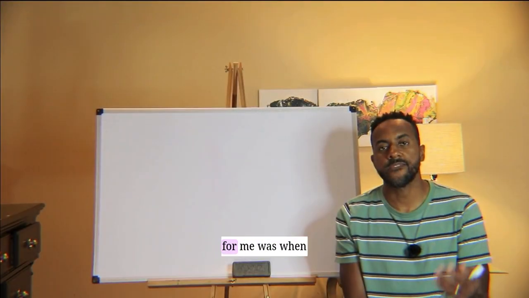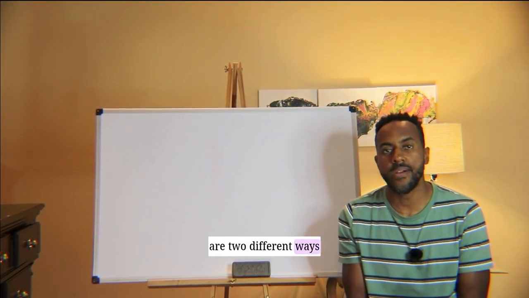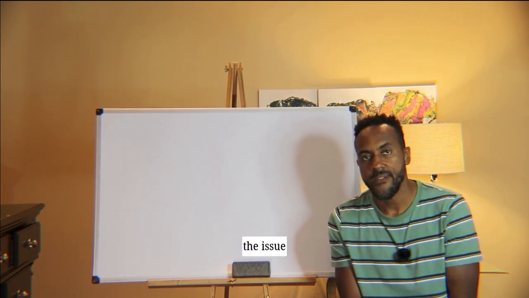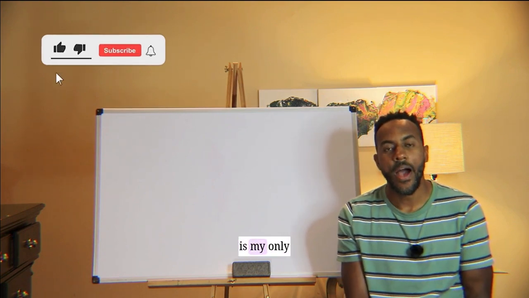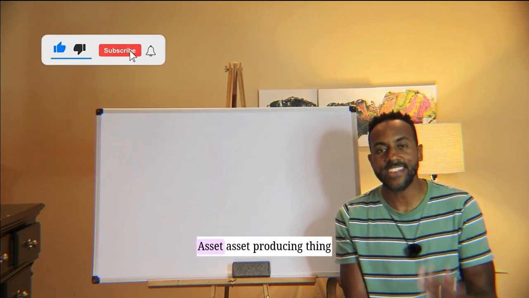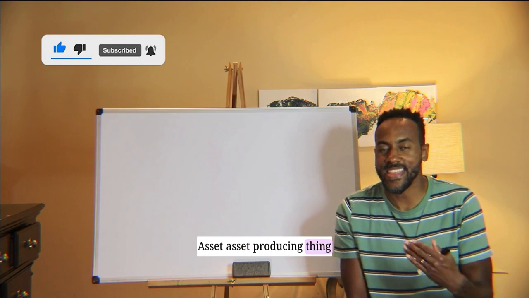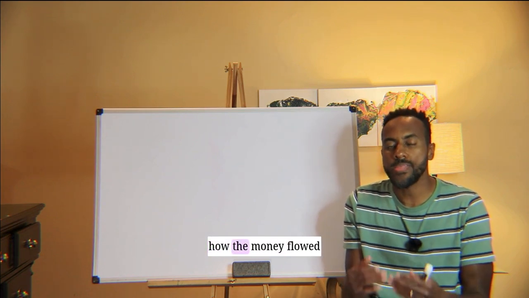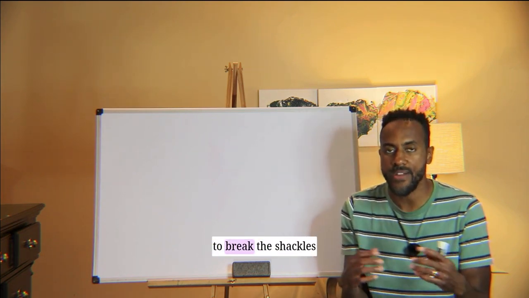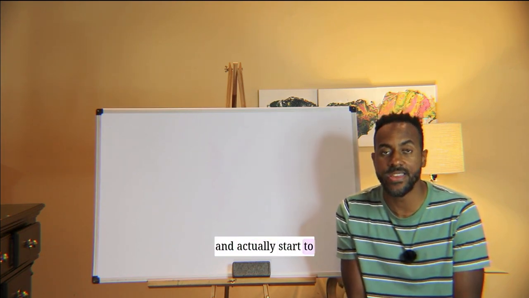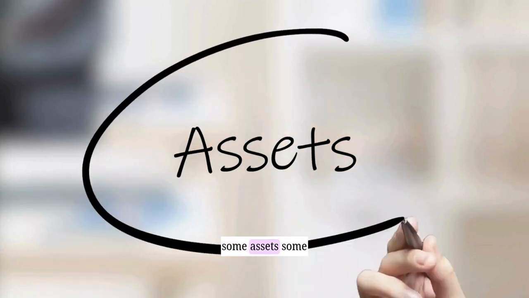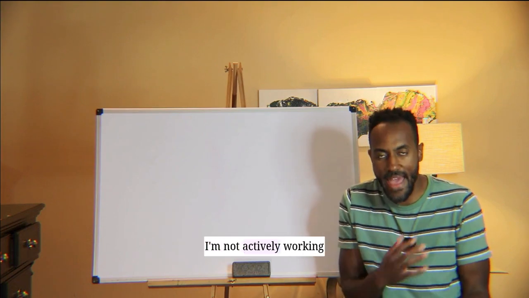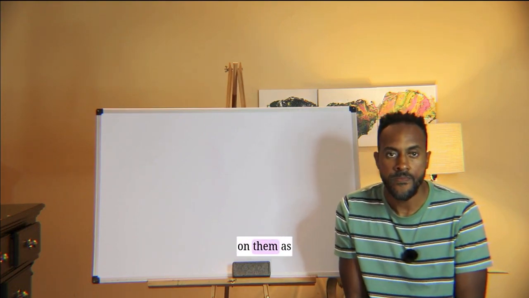One thing that really shifted for me was when I learned that there are two different ways to create income: passive and active. The issue is my only asset producing thing I had was me and my time. It wasn't until I learned how the money flowed that I was able to break the shackles off my mind and actually start to develop some wealth, develop some assets, some things that could start to create income when I'm not actively working on them.